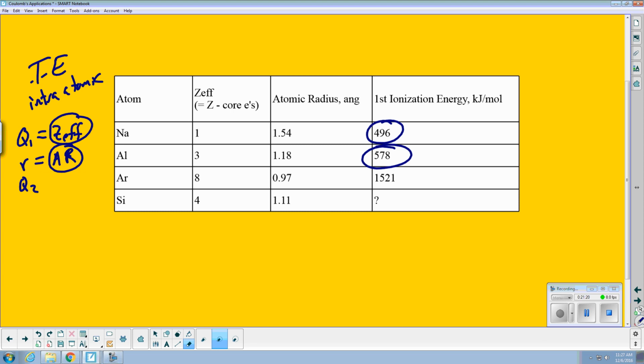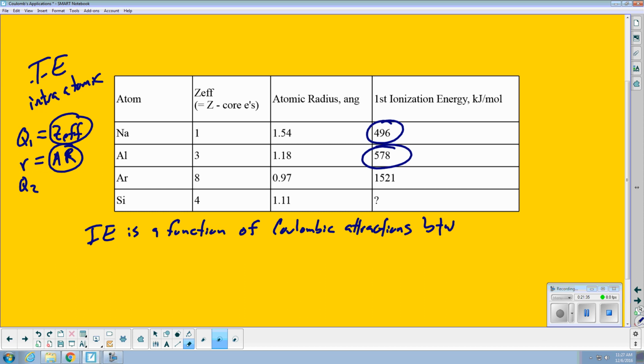All right, what are we going to state? Ionization energy is a function of the Coulombic attractions between nucleus and valence electron, right? As my Coulombic force increases, my ionization energy increases. Okay, good. We got that set.